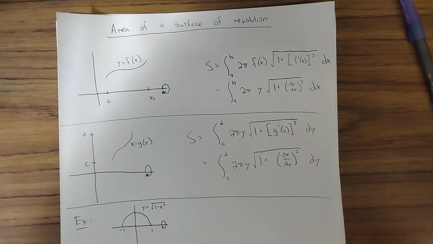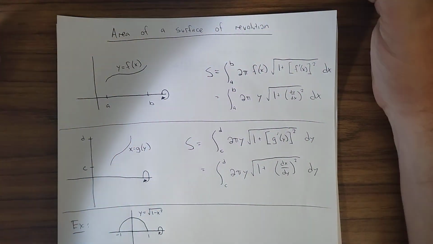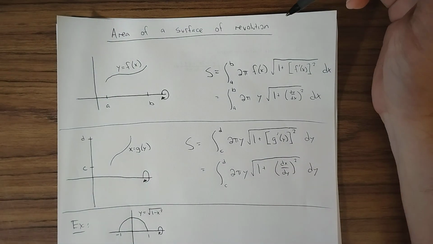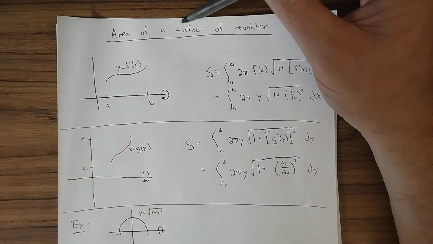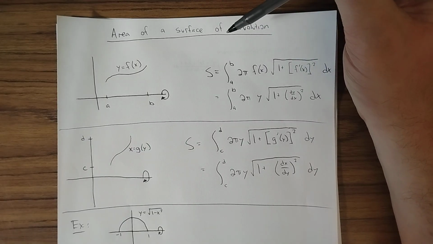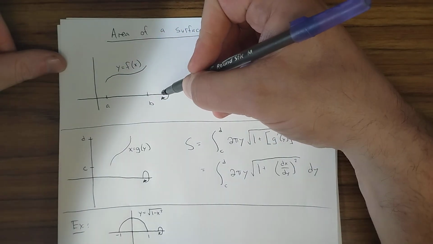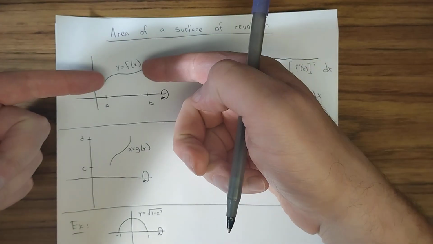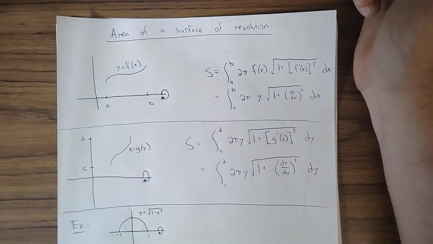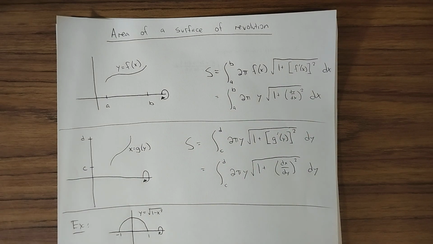Okay, let's talk about the area of a surface of revolution. We have talked about the volume of a solid of revolution before, where we are taking a curve and revolving it around some axis, but what we're finding is the volume of this shape. What we're going to do today is the surface area.